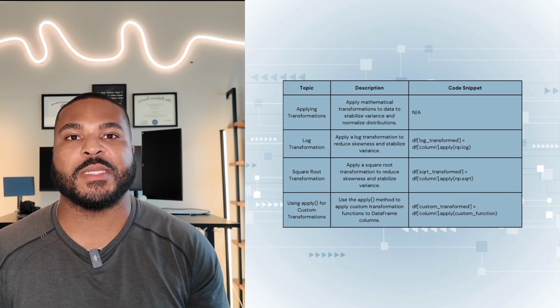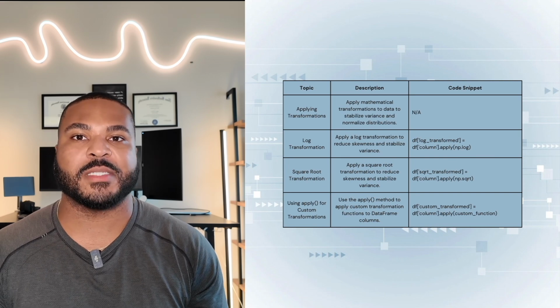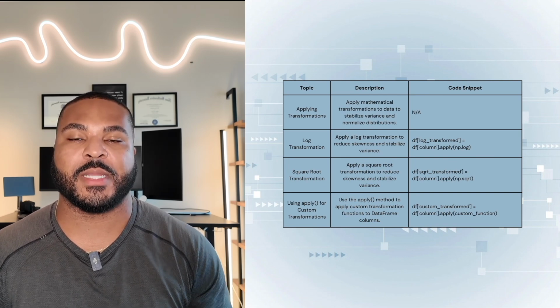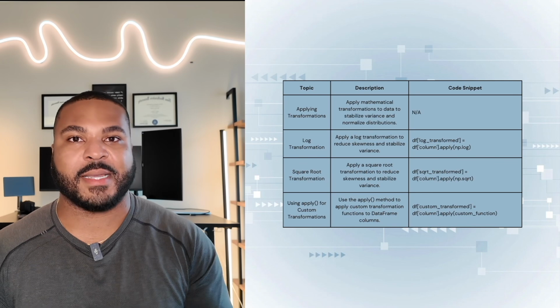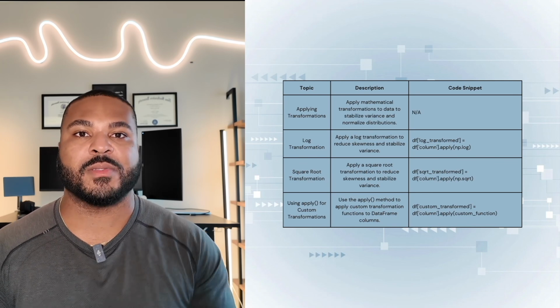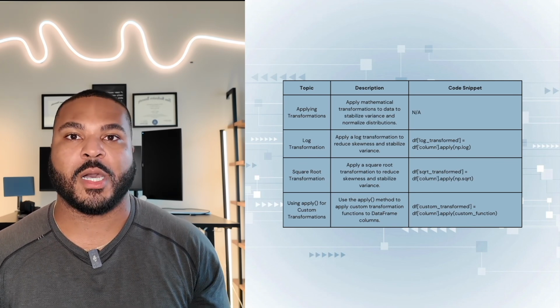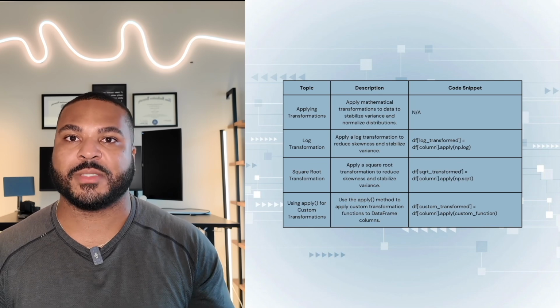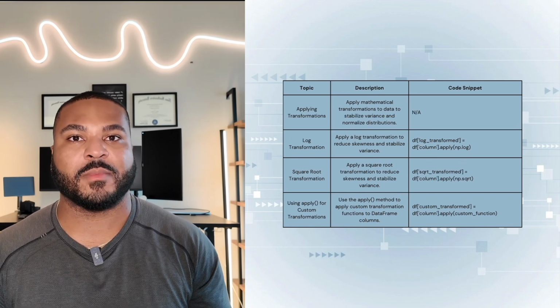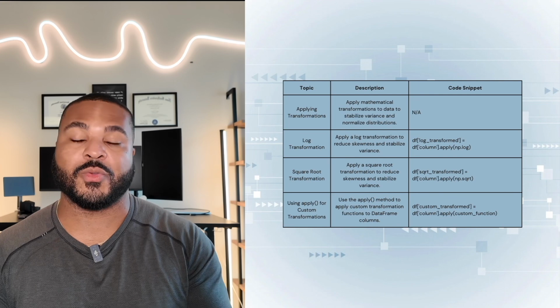The apply method allows you to apply custom transformation functions to data frame columns. This is useful when you need to apply more complex or specific transformations to your data. This code snippet applies a custom transformation function to the column and stores the result in a new column called custom_transformed. Replace custom_function with the function you want to apply.